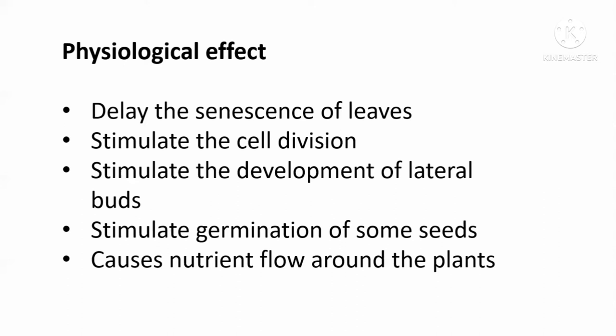So the reason for this is that when the leaf is attached to the plant, cytokinins are available in the plant. Therefore, it delays the senescence process. And when we detach the leaf from the plant, the amount of cytokinin present in the leaf is low. So therefore, the senescence process will happen in a fast manner.